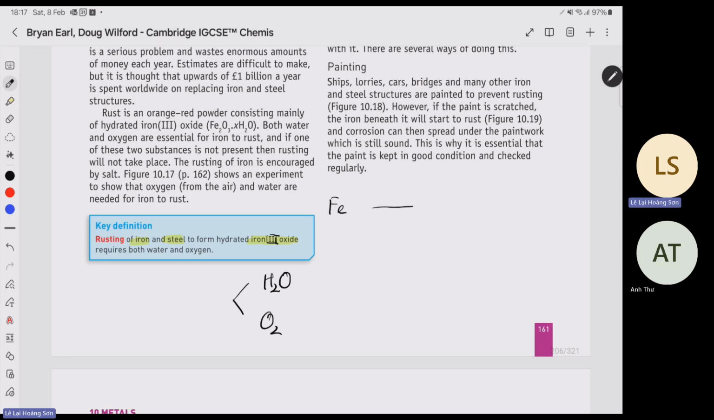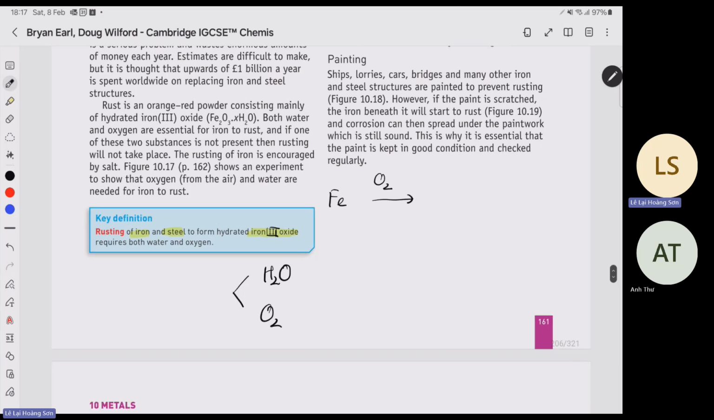You can imagine it like this. Rusting is the process of turning iron, the iron part in the alloy or the iron metal, with the help of oxygen in the air, or oxygen and water, and it will slowly be converted into iron 3 oxide, the hydrated form of iron 3 oxide.